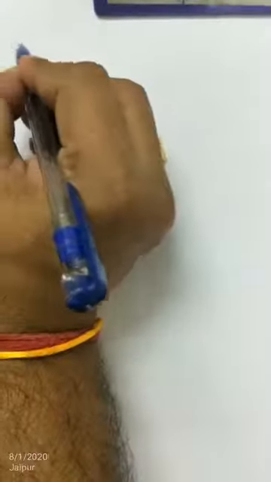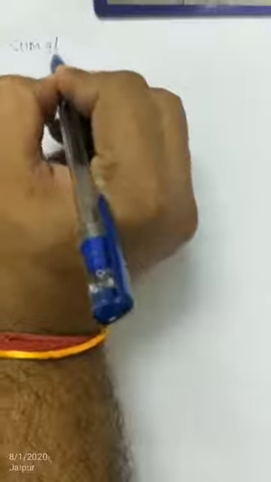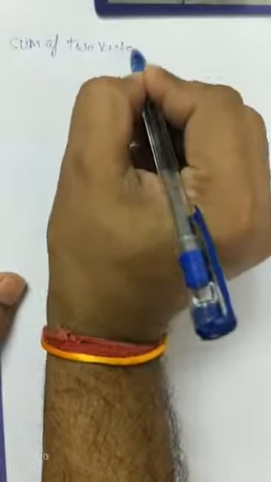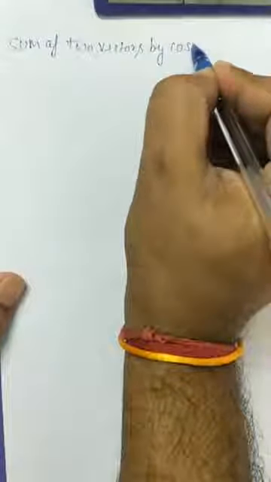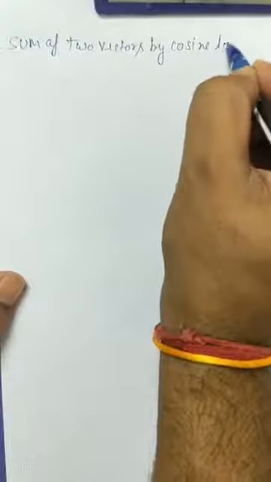Hello students, today's topic is sum of two vectors. Sum of two vectors by cosine rule or cosine law.